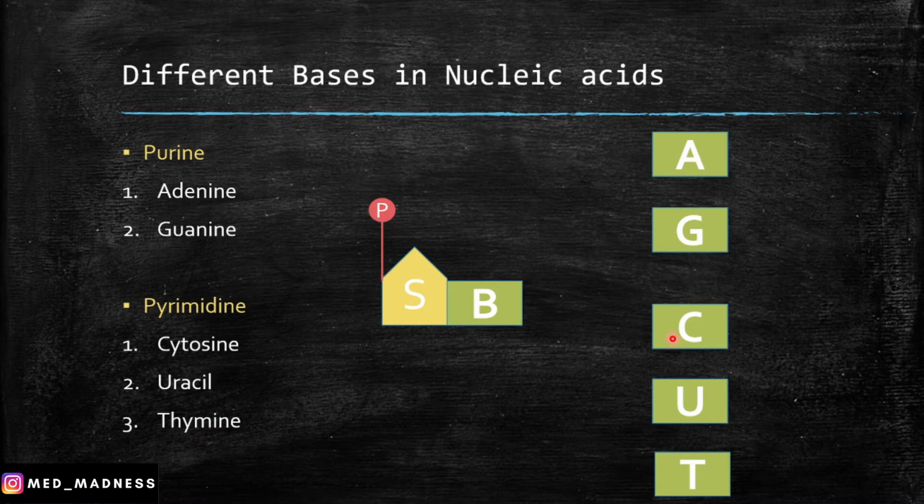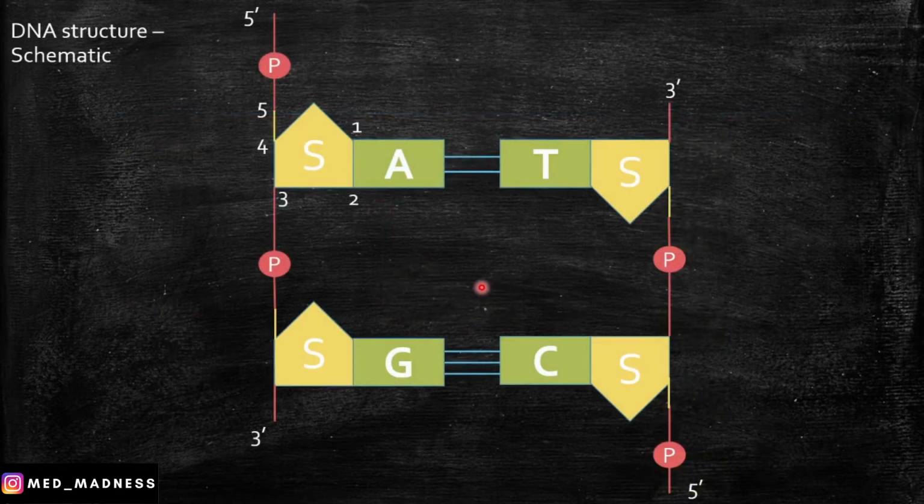Let's see a schematic picture of DNA. Here you can see one nucleotide, another one, another nucleotide. This is one strand of DNA. This is another strand of DNA. You can see different bases here. Adenine pairs up with thymine, and remember, adenine always pairs up with thymine, and guanine always pairs up with cytosine. There are 3 hydrogen bonds here and 2 hydrogen bonds here.